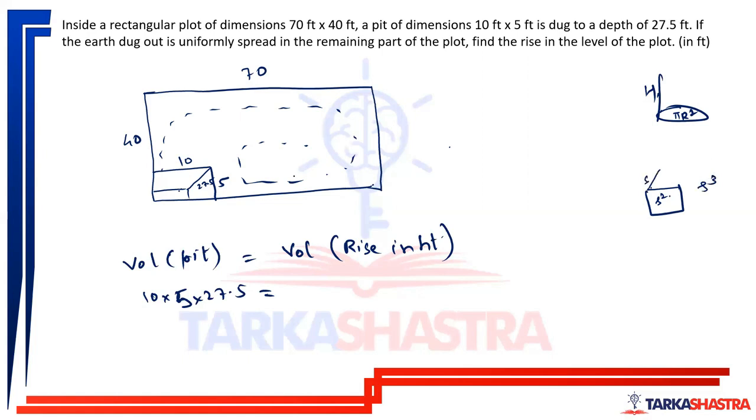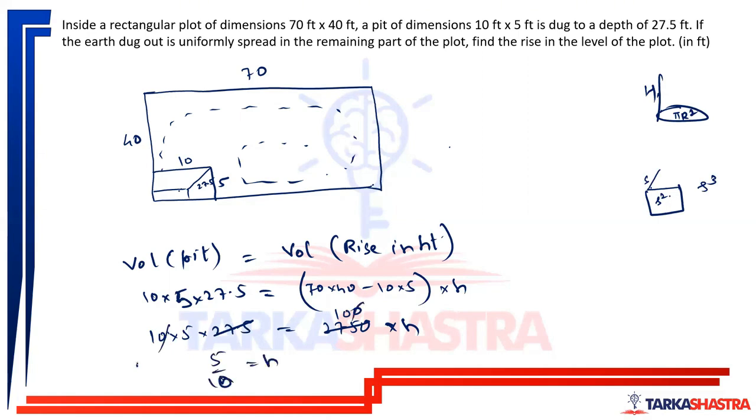So volume of this will be area of the base, which is 70 cross 40 minus 10 cross 5. This is the base, and into the height in which it is going to increase. So this is 10 cross 5 cross 27.5. This is 70 into 40, 2800 minus 50, that is 2750, into height. So this is 27.5, and the zeros cancel. Then this is 5 by 10 is the height. So your height is going to be 0.5.